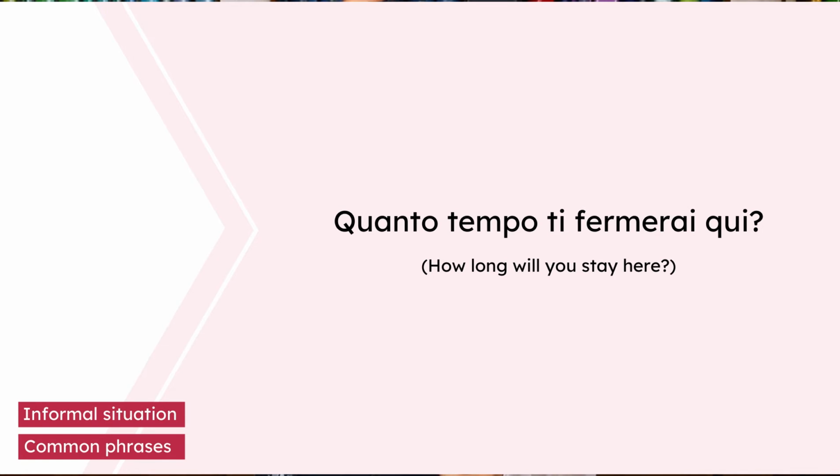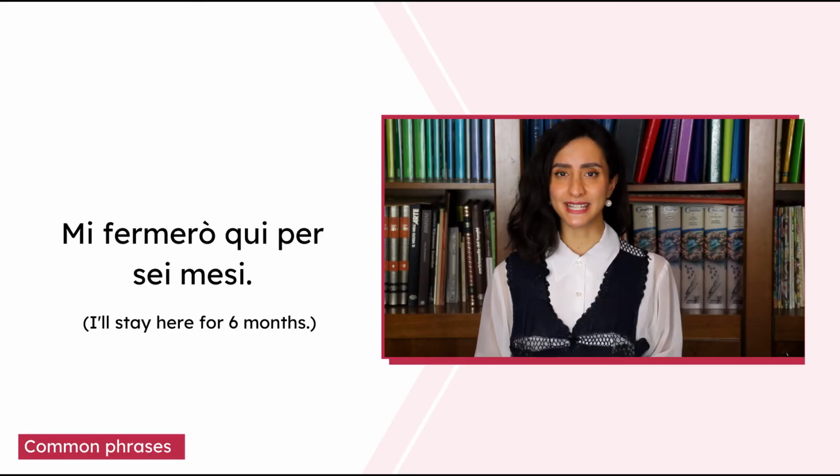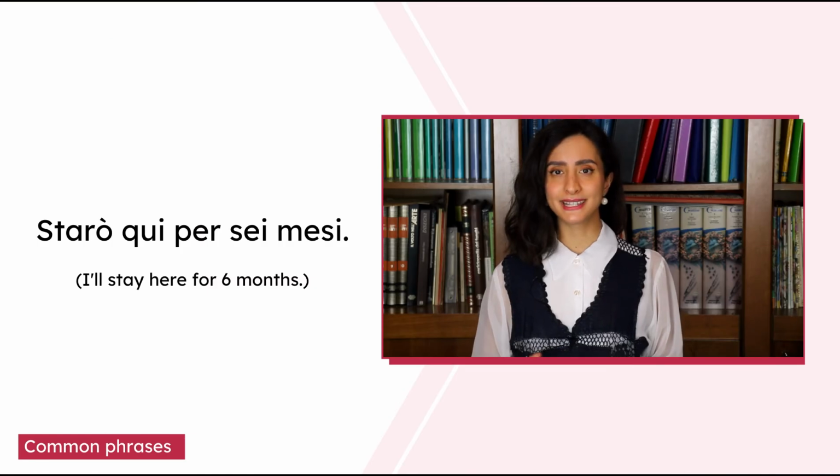Quanto tempo ti fermerai qui? In informal situations. How long will you stay here? And the answer could be: mi fermerò qui per period of time. I'll stay here for period of time. An example, mi fermerò qui per 6 mesi, or starò qui per period of time. I'll stay here for period of time. Starò qui per 6 mesi.